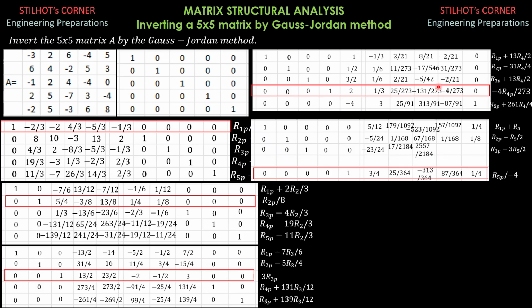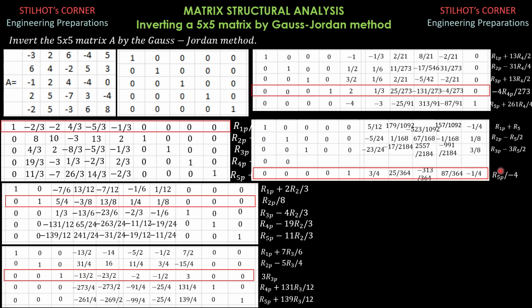2557 over 2184. Negative 2 over 21 minus 3/2 of 87 over 364. That's negative 991 over 2184. 0 minus 3/2 of negative 1/4 is 3/8. Then this is row 4. Let's make this 0 here. So row 4 previous minus 2 times row 5.